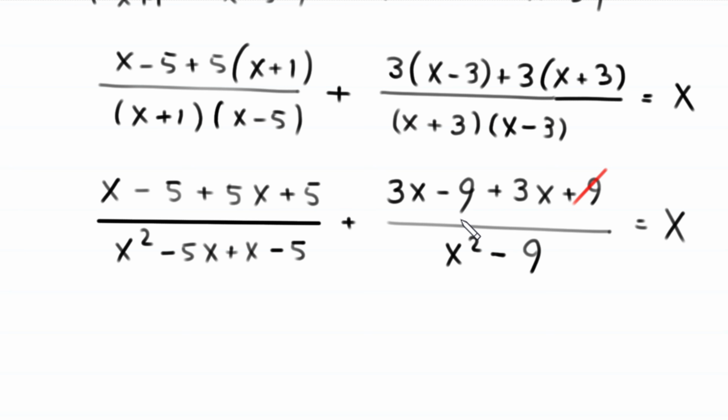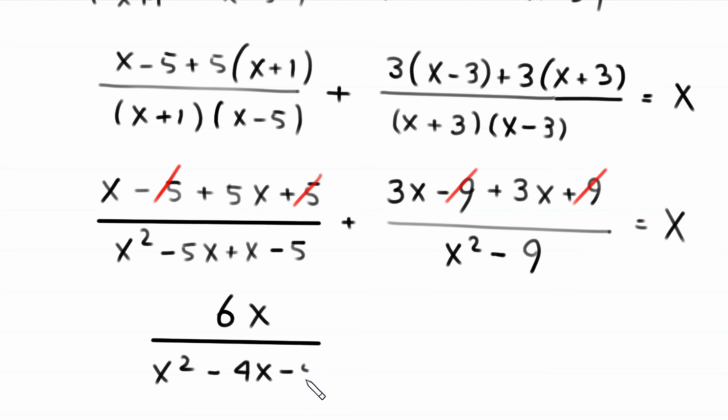This 9 will be cancelled out with this negative 9, and this 5 will be cancelled out with this negative 5. x plus 5x will become 6x divided by x squared, and negative 5x plus x is negative 4x minus 5, plus this 3x plus 3x will become 6x divided by x squared minus 9, equal to x.